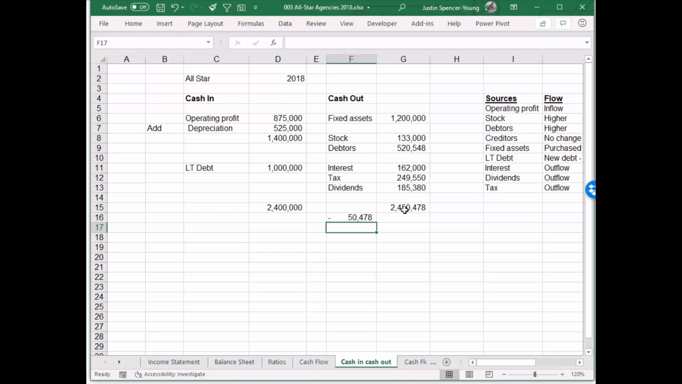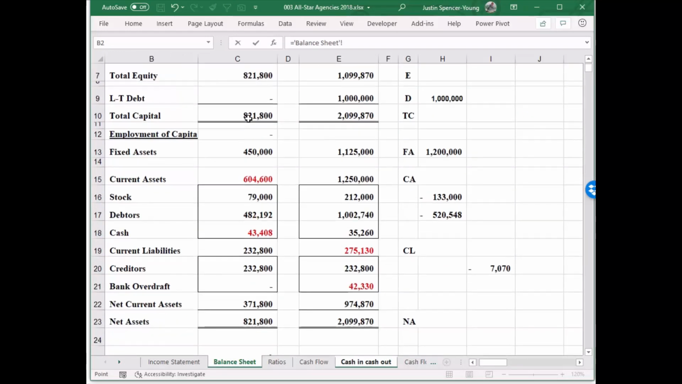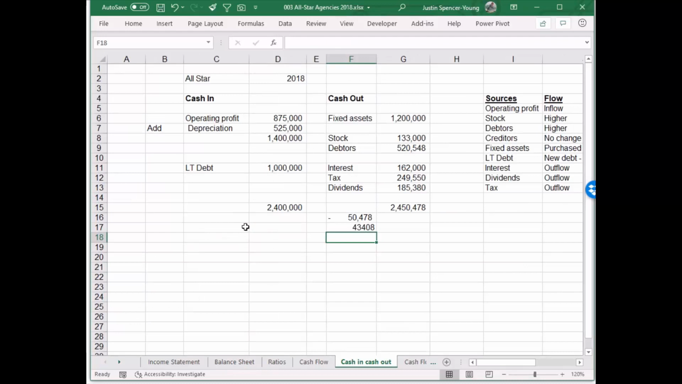Now, the next step is to say, well, how much cash did we have at the beginning of the year? And to find that number, go to the balance sheet for 2017 and find the net cash position here. And what's the net cash position? Cash minus overdraft gives you net cash. The net cash position is 43,408. And what if we say 43,408 plus the outflow? We will be left with the net cash position.